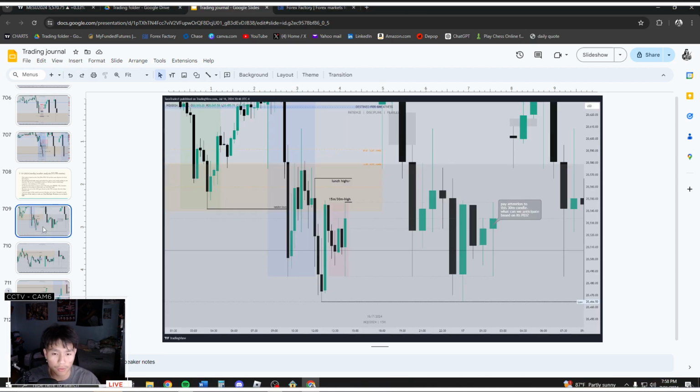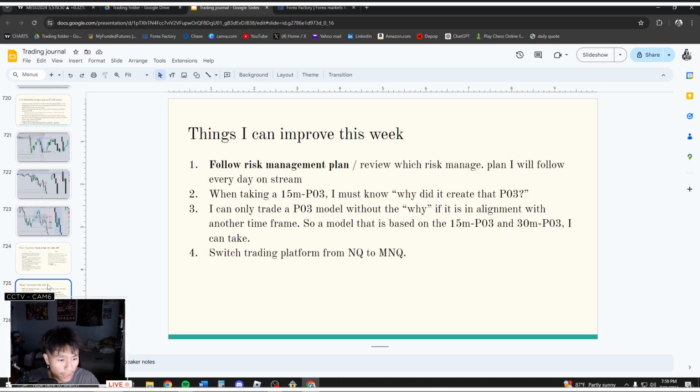It prevents you from entering unnecessary trades and really limits the trades. But yeah, so that is the second thing I can improve on next week.